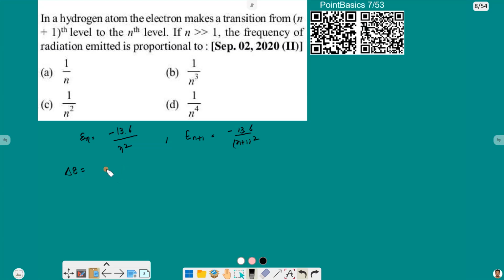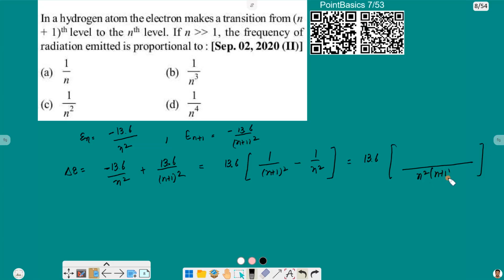It will be minus 13.6 by n square minus minus plus 13.6 by n plus 1 square. So that can be written like this: if we take 13.6 common, that will be 1 by n plus 1 square minus 1 by n square. Now this can be expanded further: 13.6 times, over n square into n plus 1 square.